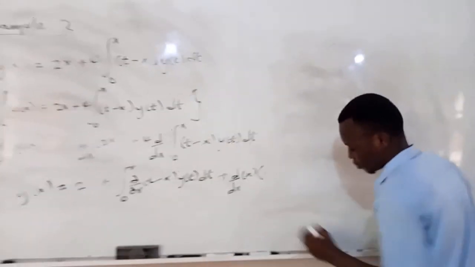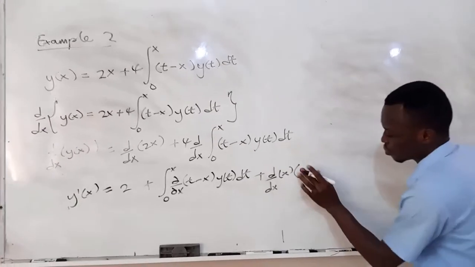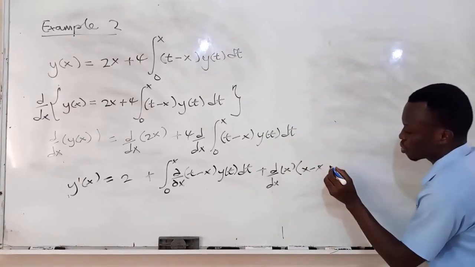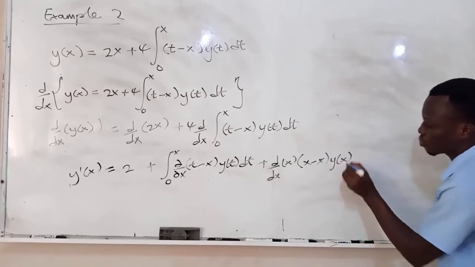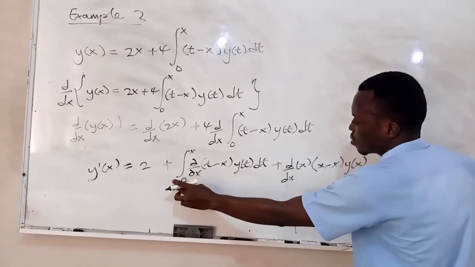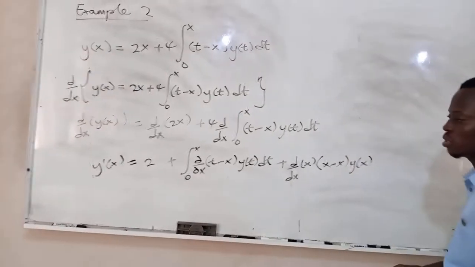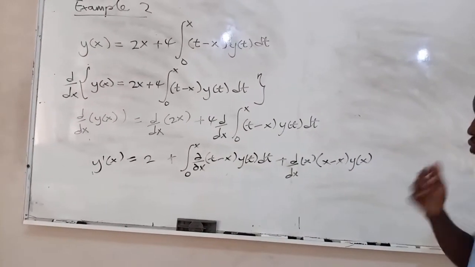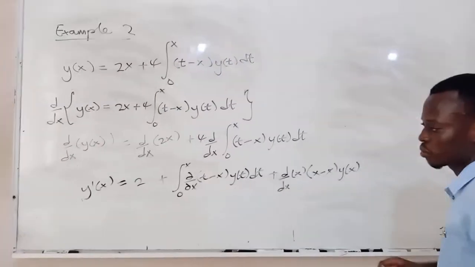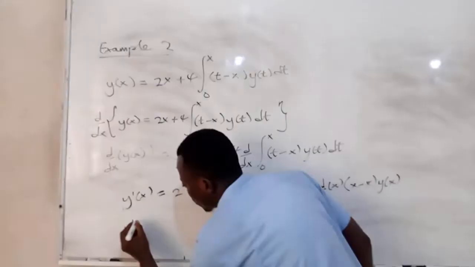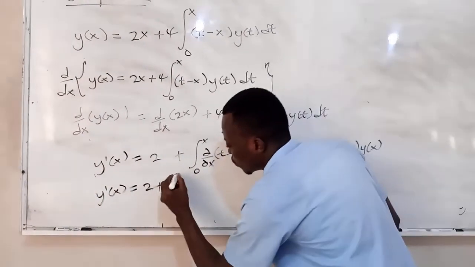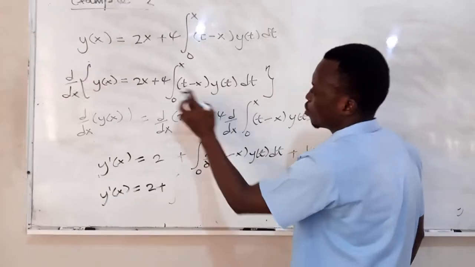So x minus x, y of x. Then the derivative of the lower limit, which is still 0. If you differentiate 0, we still get 0, so there's no need of us subtracting it. So we're going to have y prime of s equal to 2 plus the integral from 0 to s, 4 into the bracket.